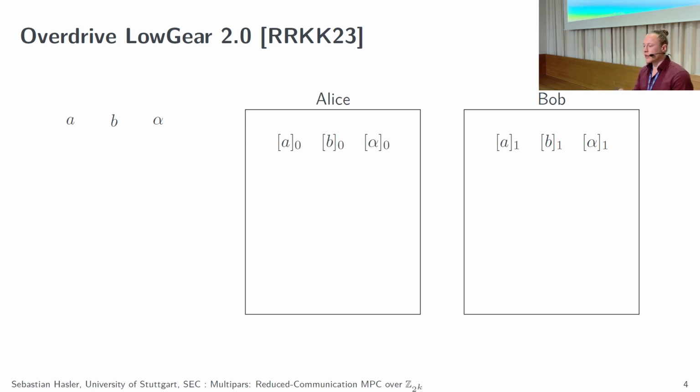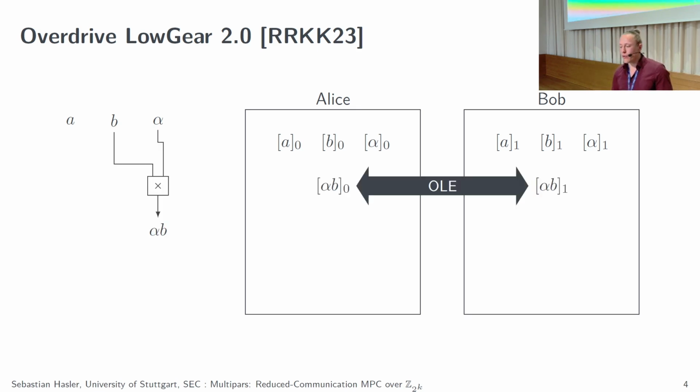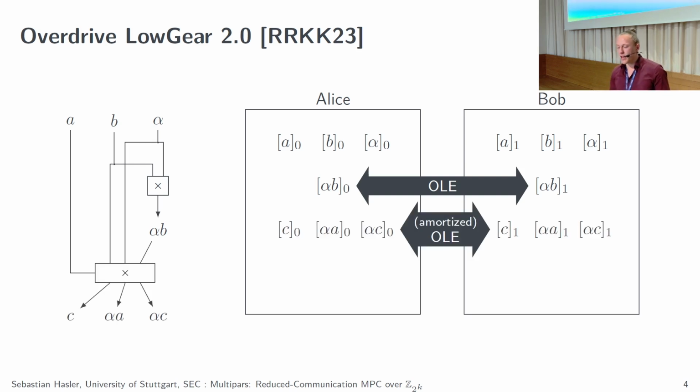The LowGear 2.0 protocol therefore slightly changed the order. What it did is, first we multiply B times alpha using, in this case, 2 instances of OLE, so just pairwise OLE. So then we have already authenticated B. And then what we do is we take the value A and we use OLE to multiply A with 3 different values, namely with B, with alpha, and with alpha B.